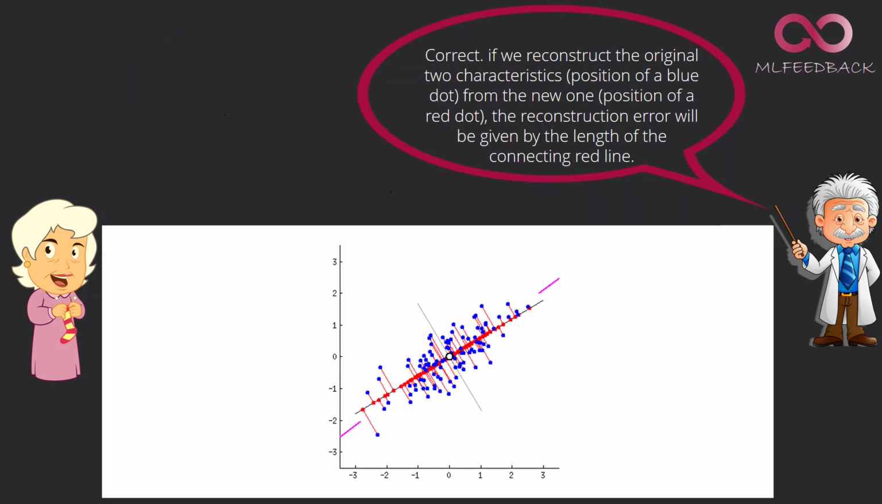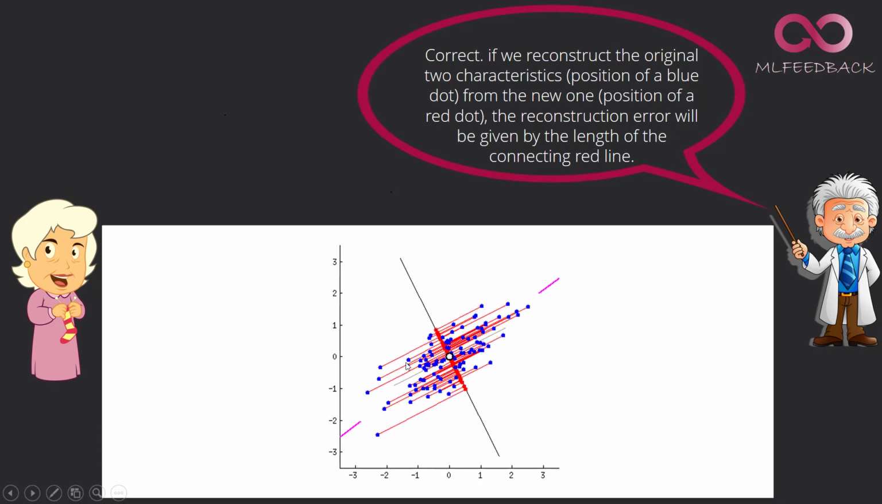Prof. Albert says, correct, you're right. Now let us look at the second answer. If we reconstruct the original two characteristics from the new ones, which are nothing but red dots. What are the original characteristics? Represented by blue dots. If we reconstruct the original ones from these red dots, those are represented by these red lines. The reconstruction error will be given by the length of the connecting red line.